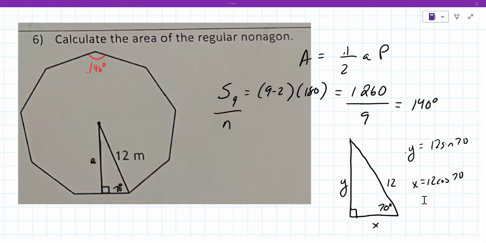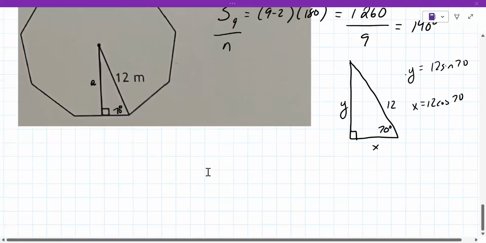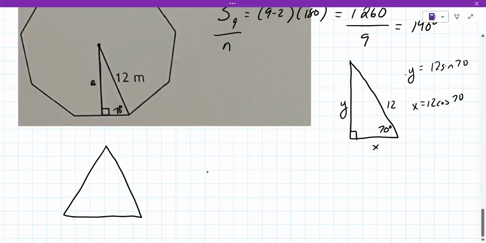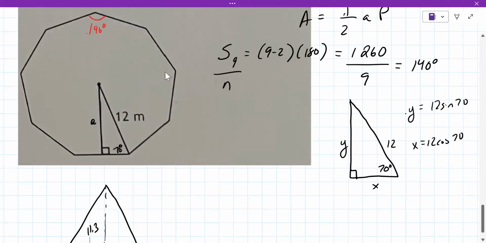So the fact that you've got those two values makes the problem a whole lot easier. So now we can actually talk about how to do it. You've got this triangle here where X is the 4.1, but if you double it, it's 8.2. And the height is 11.3. So there are two ways to proceed. One is to find the area of this triangle and then multiply by 9 because there are 9 of them.